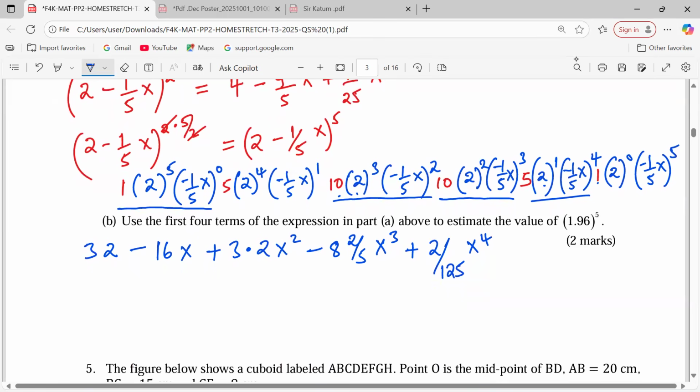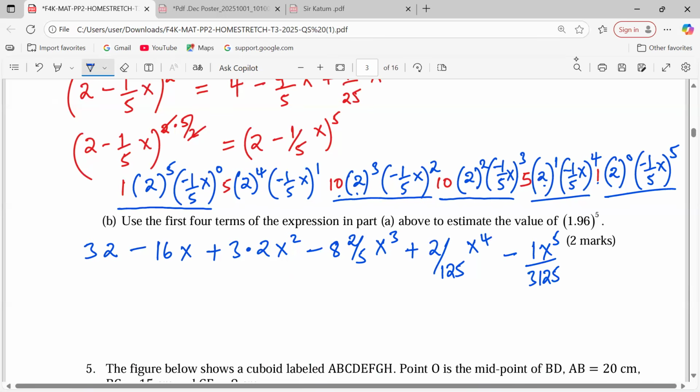Finally, we have 1 multiplied by 1 again, because 2 power 0 is 1. Then multiplied by negative 1 over 5x power 5. We shall have negative 1, x power 5, then we divide by 5 power 5, which is 3125.